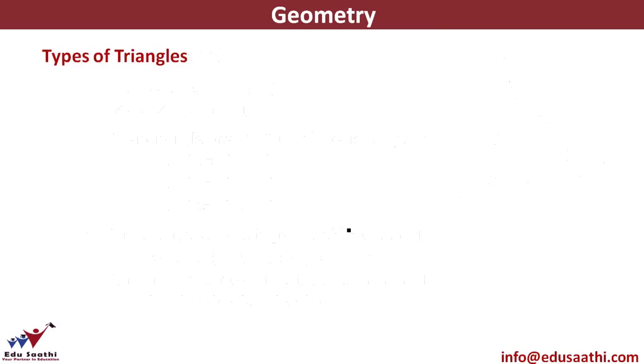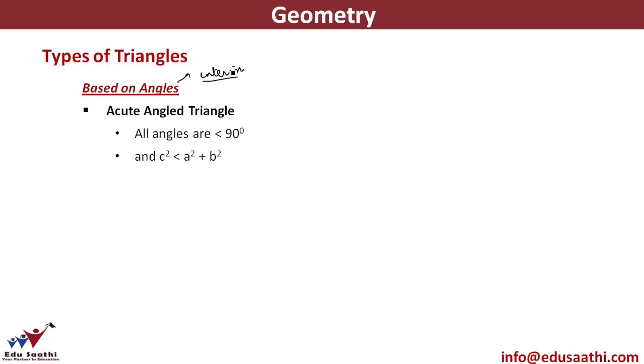Let's look at the types of triangles that we have. Triangles can be classified on the basis of angles. That means I'm talking about the interior angles, as I just talked about. So the sum of all the interior angles is 180. And on the basis of interior angles, a triangle can be classified as an acute angle triangle. As the name suggests, acute angles are the angles which are less than 90. So an acute angle triangle would be a triangle whose angles are all less than 90 degrees.